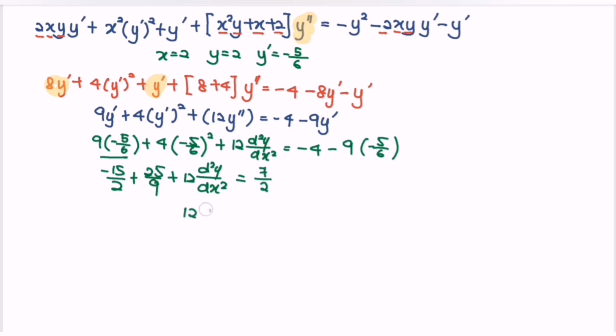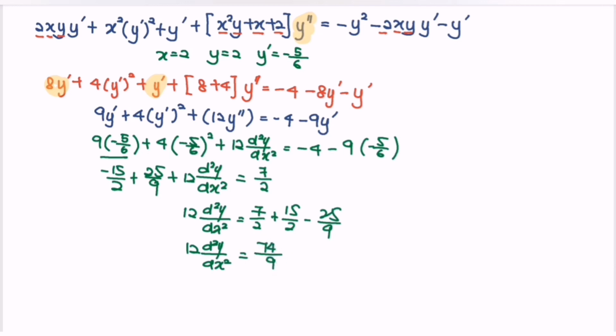So we will have 12 second derivative equals 7 over 2 plus 15 over 2 minus 25 over 9. So 12 second derivative will be equal to 74 over 9. So finally, the second derivative will be equal to 74 over 9 divided by 12. So at the end, we will have 37 over 54. So here we are, and thanks for watching.